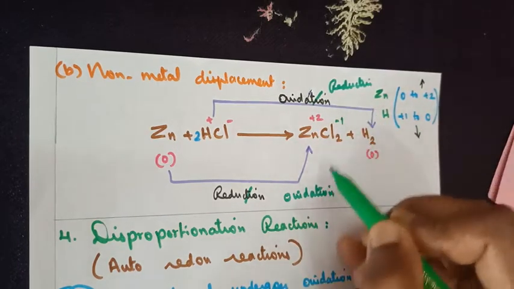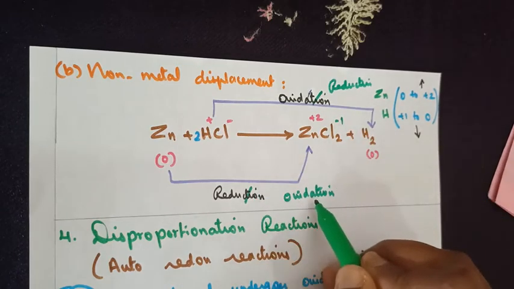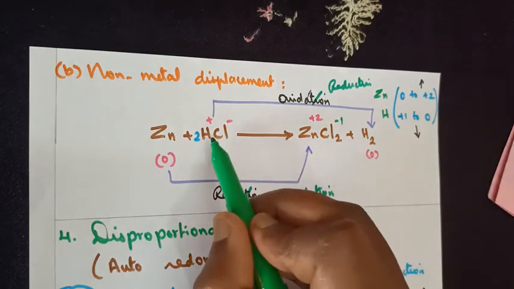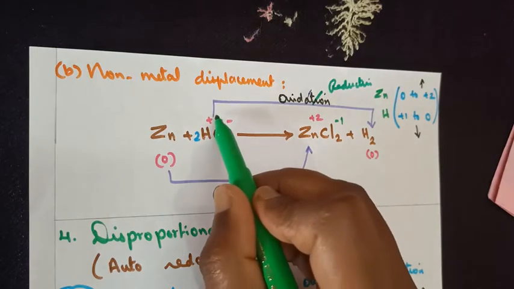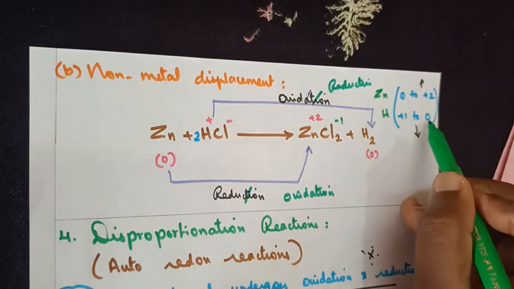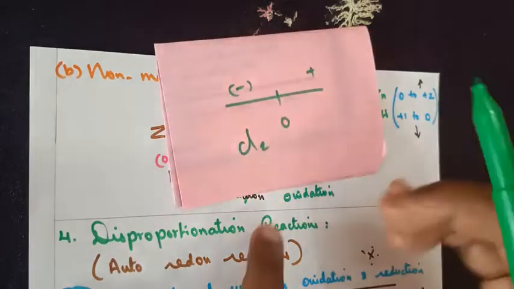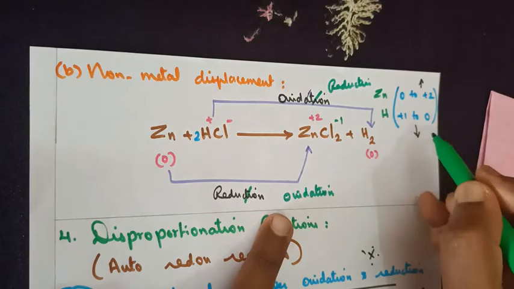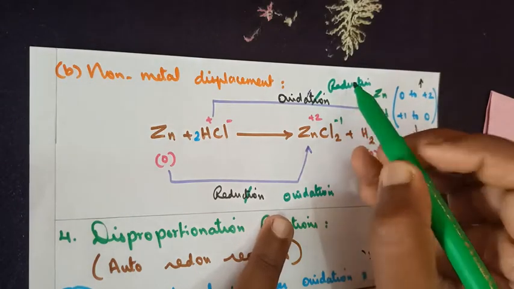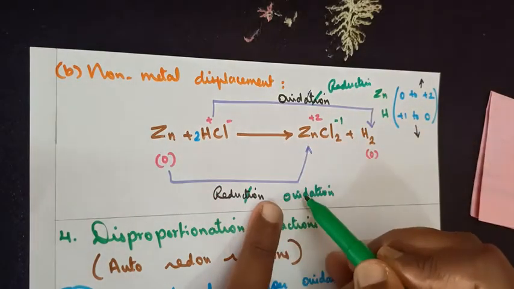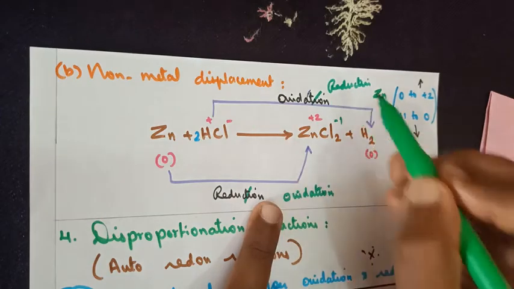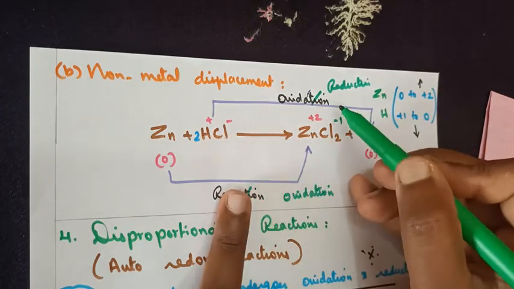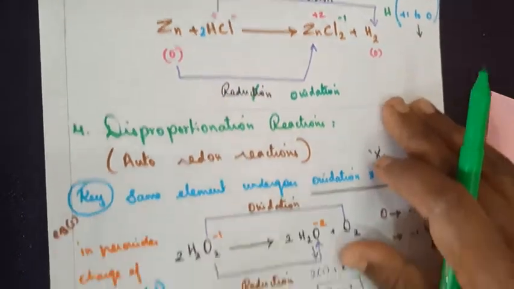I'm sorry, I made a mistake. I corrected it here. Zinc undergoes oxidation because there is an increase in the number. In case of hydrogen, from +1, it's moving down to 0 here. So there is a decrease. Hence it undergoes reduction. Zinc undergoes oxidation and hydrogen undergoes reduction. Chlorine we omit because in both the cases the charge of chlorine is -1.